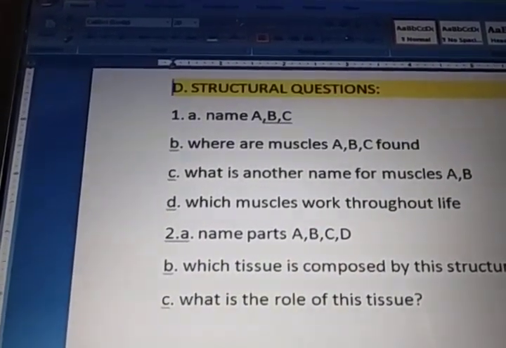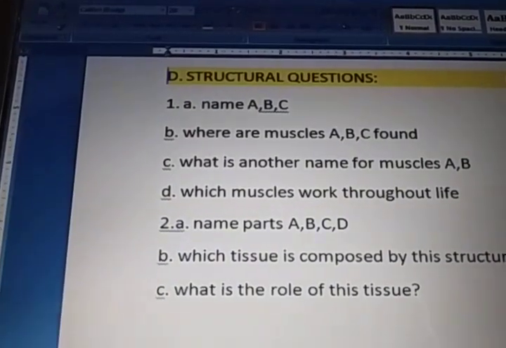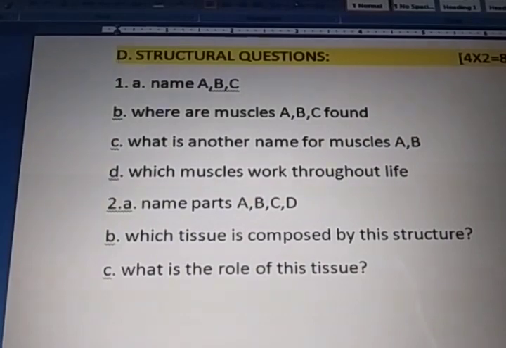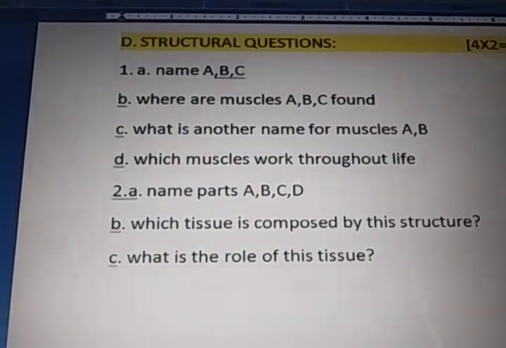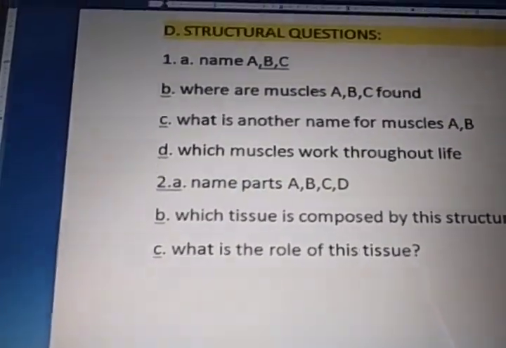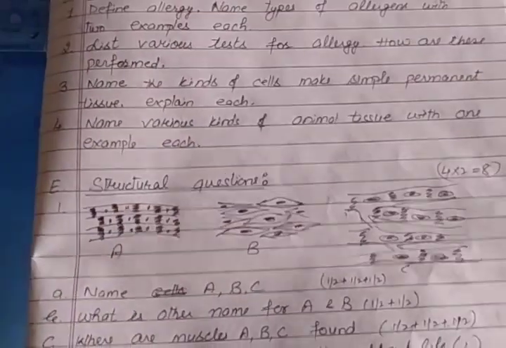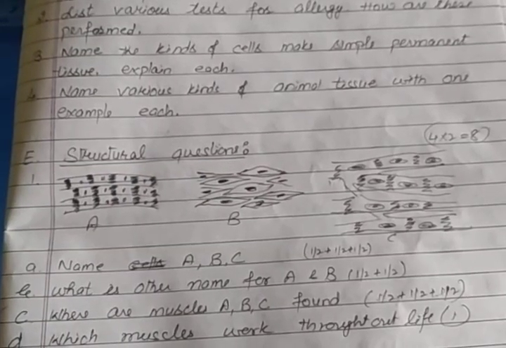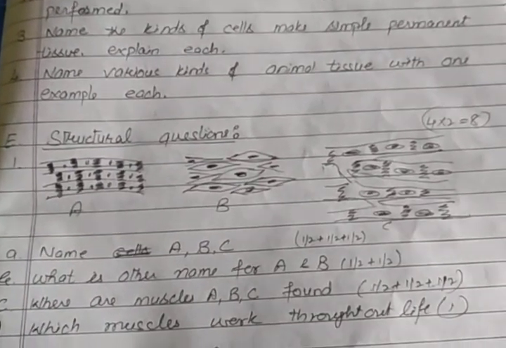Second, where are muscles A, B, C found? C. What is another name for muscles A and B? And D part is which muscles work throughout life. So I show you the diagram again. Here it is the diagram for question number 1, part E.